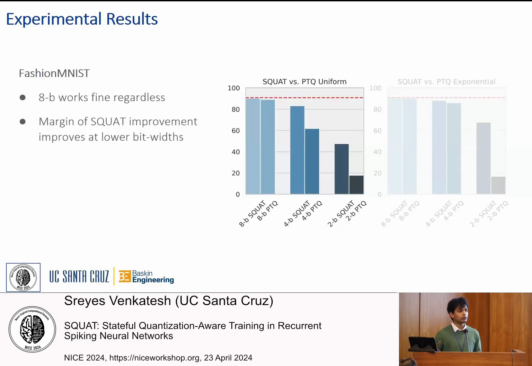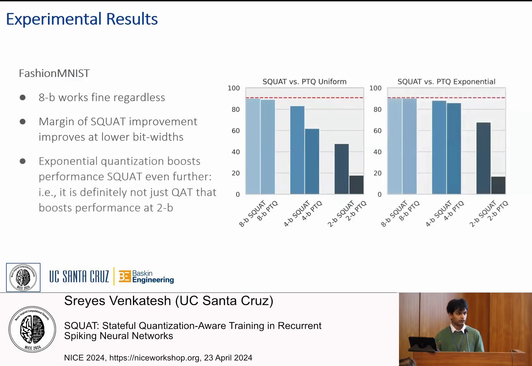The first thing we saw is that 8-bit quantization for Fashion MNIST is very robust to all forms of schemes. Basically, if you have 8-bit quantization, it did very well, no matter which way we tried to quantize it. We see the specific benefits of SQUAT appear at the 4-bit stage and also at the 2-bit stage. We also want to say that exponential quantization boosts the performance of SQUAT even further. If we look at 2-bit SQUAT versus PTQ with exponential, and compare that to 2-bit SQUAT versus PTQ uniform, the exponential performs much better than the uniform. This is great news because it tells us that the way you quantize your states makes a significant difference in your performance.